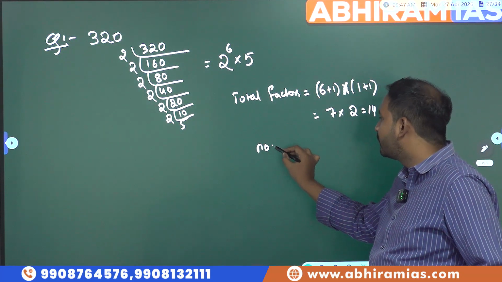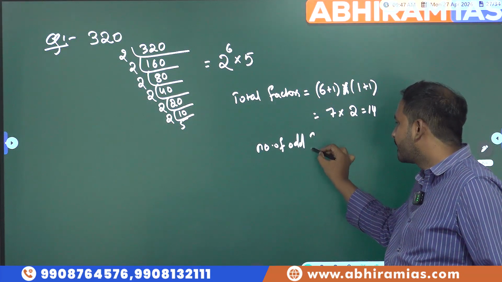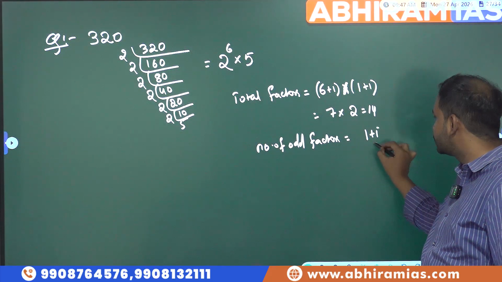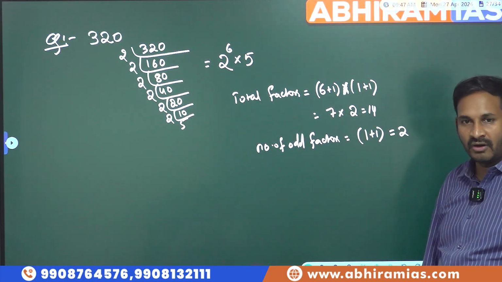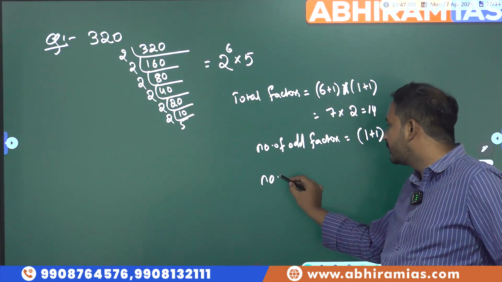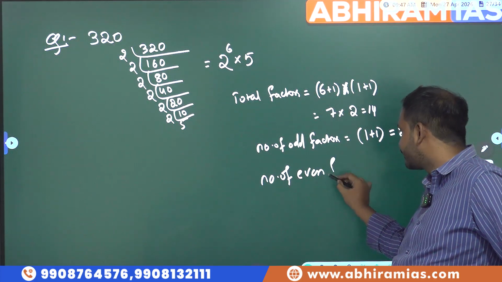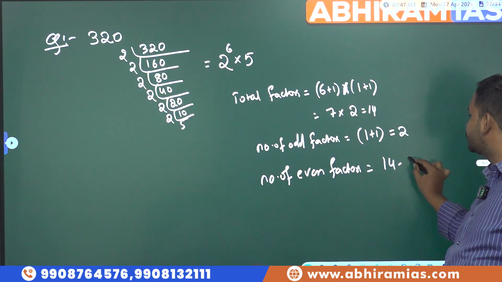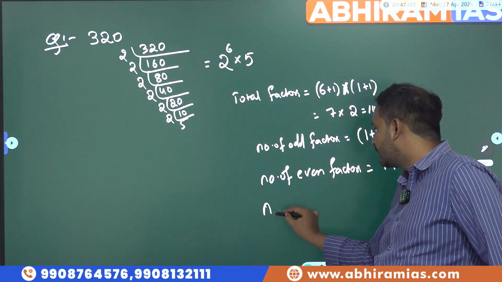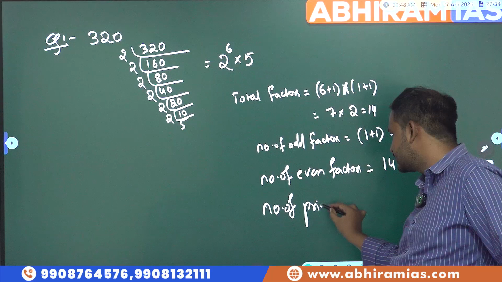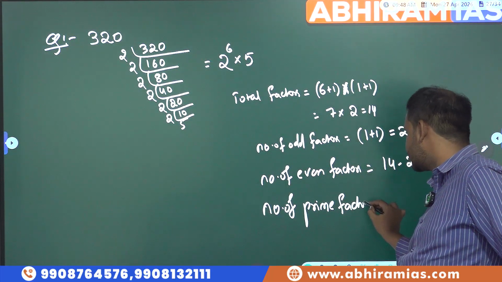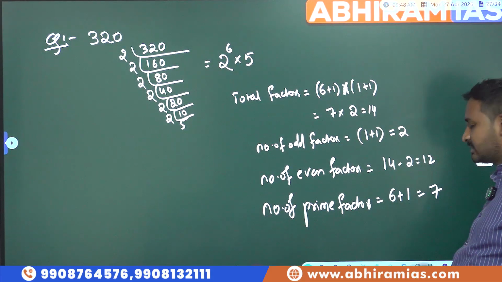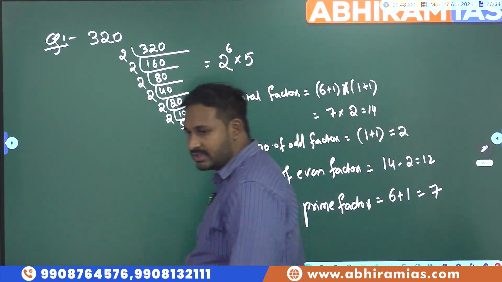Next, number of odd factors. Only 5 is there, so 1 plus 1, that will be 2. The number of odd factors will be 2. Next, number of even factors is equal to 14 minus 2, that is 12. Number of prime factors: directly add the powers, 6 plus 1, that is equal to 7.